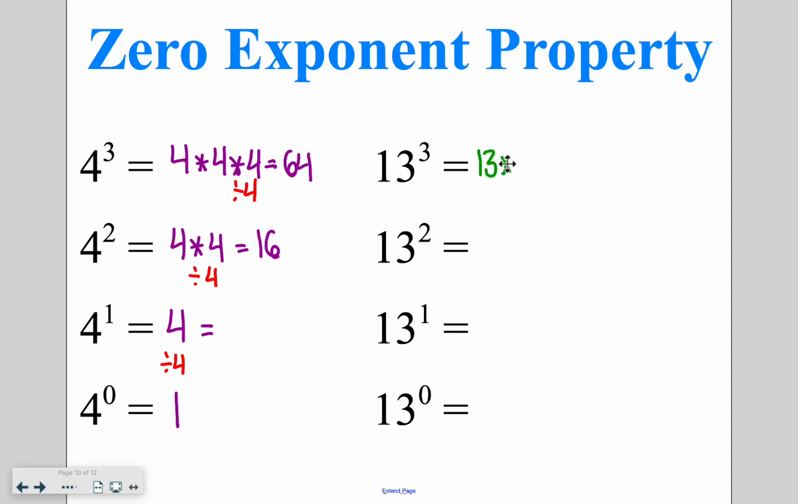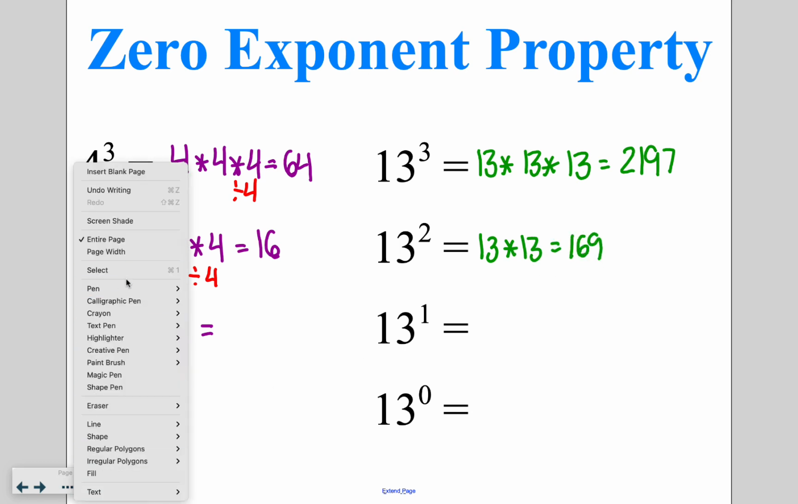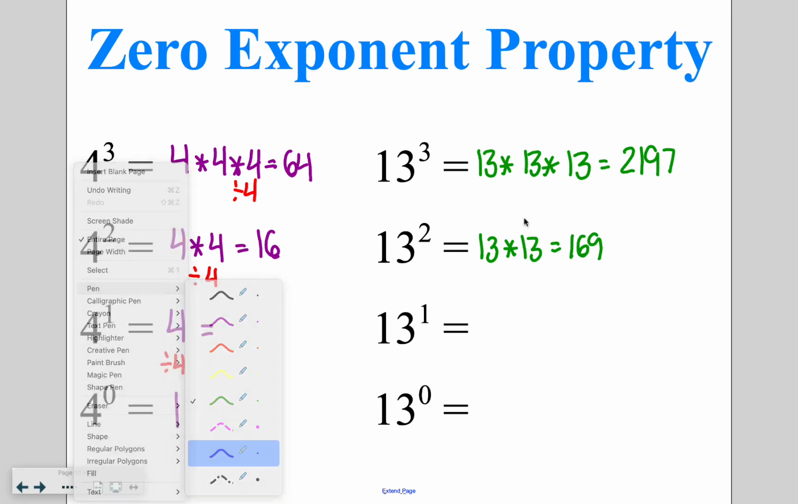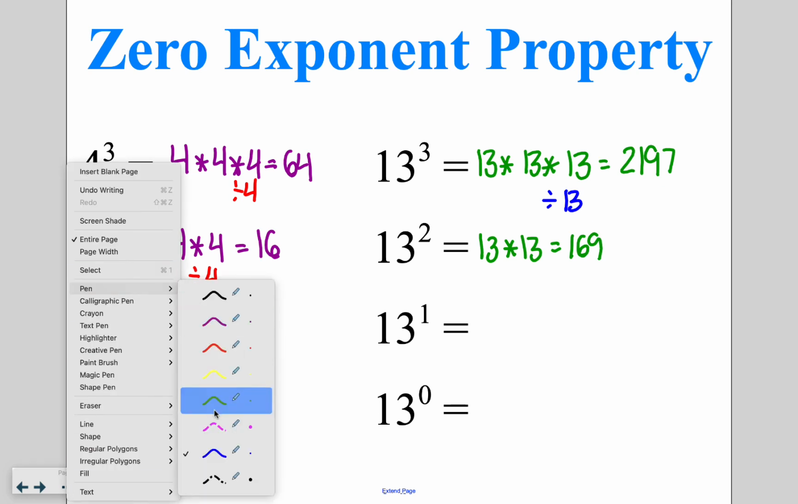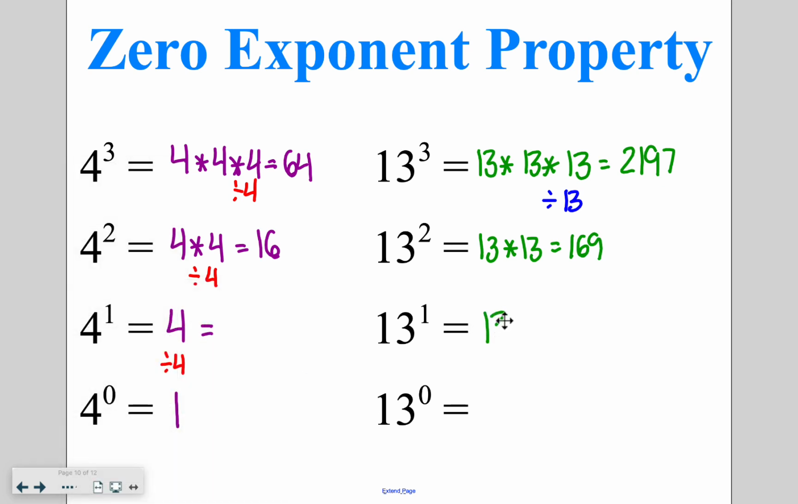If I come over here and look at what happens when I have 13, 13 to the 3rd power is 13 times 13 times 13, which is going to give you an answer of 2,197. If I do 13 to the 2nd, it's just 13 times 13, which is 169. So to get from 13 to the 3rd to 13 to the 2nd, once again, you divided by a 13. You canceled that out. When I go down to 13 to the 1st, it's just 13.